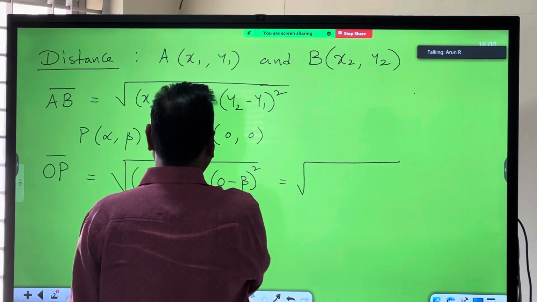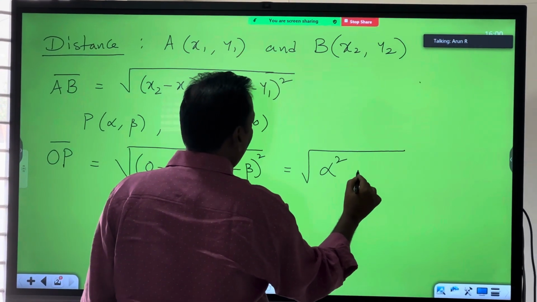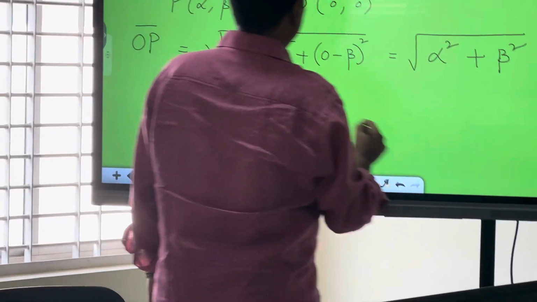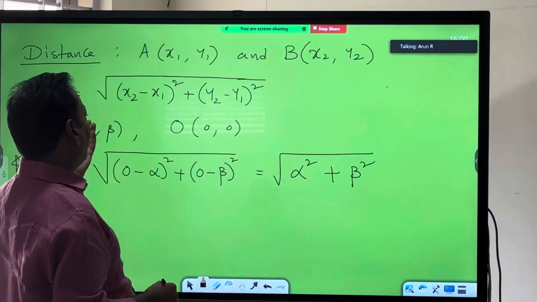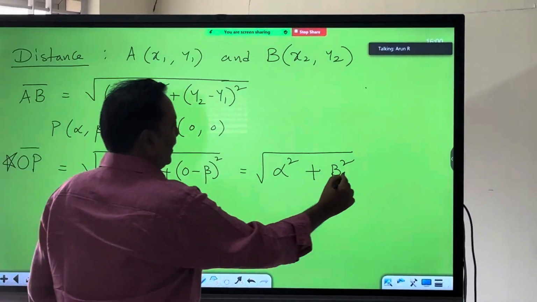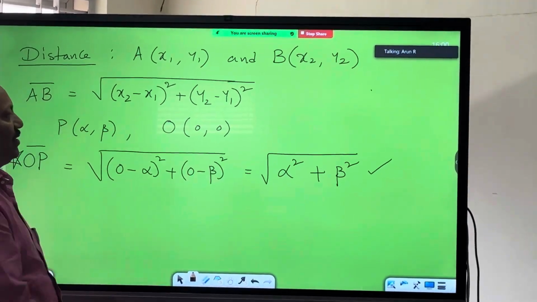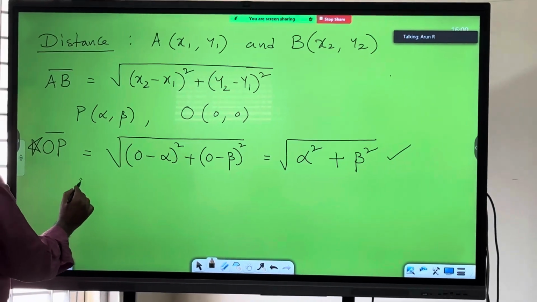And now it is equal to, after simplification, square root symbol. And then 0 minus alpha is minus alpha, but we are squaring. Therefore, you will get alpha square plus beta square. You can remember this as a special case. To find the distance of any point from origin, straight away square the coordinates, add them and apply the square root.